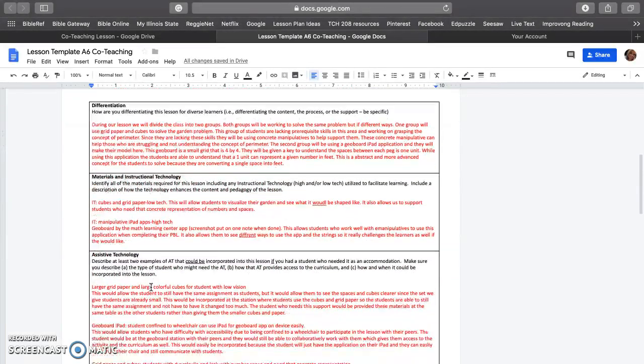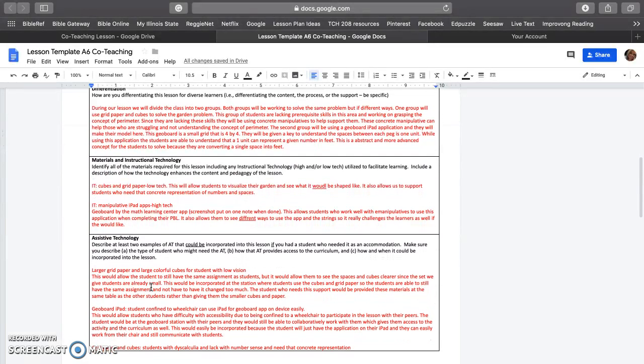We differentiated our instruction by having students who need more concrete manipulatives use the cubes and grid paper, since they don't totally have a grasp of the concept of perimeter. Then for the geoboards, they'll be given a key to understand the spaces between each of the pegs. They'll be understanding that one unit is represented in feet. This is more abstract and advanced because they're also using technology.